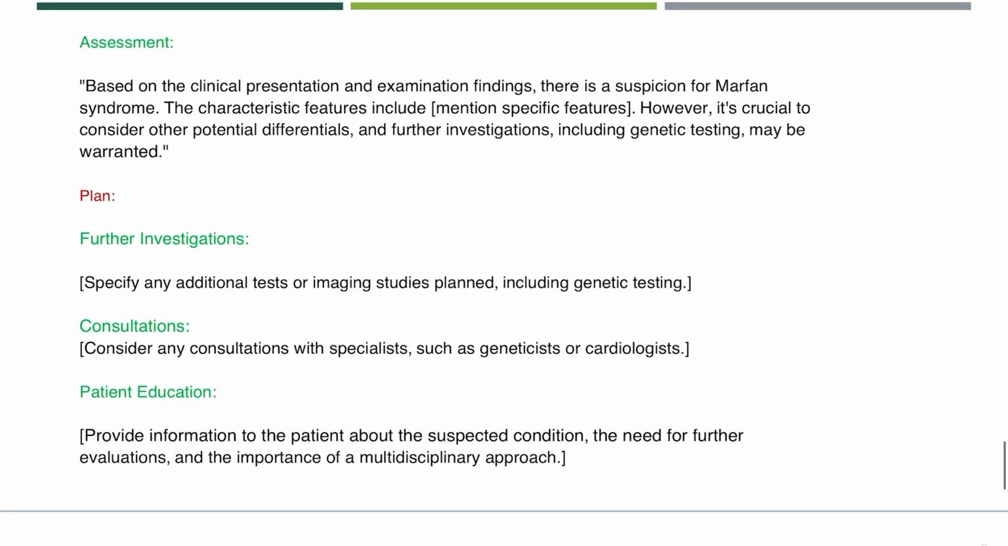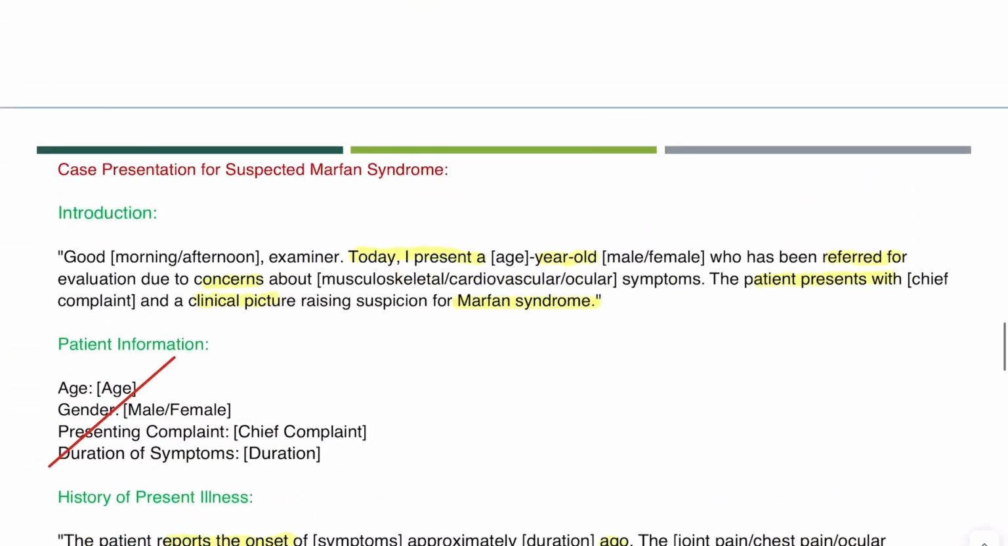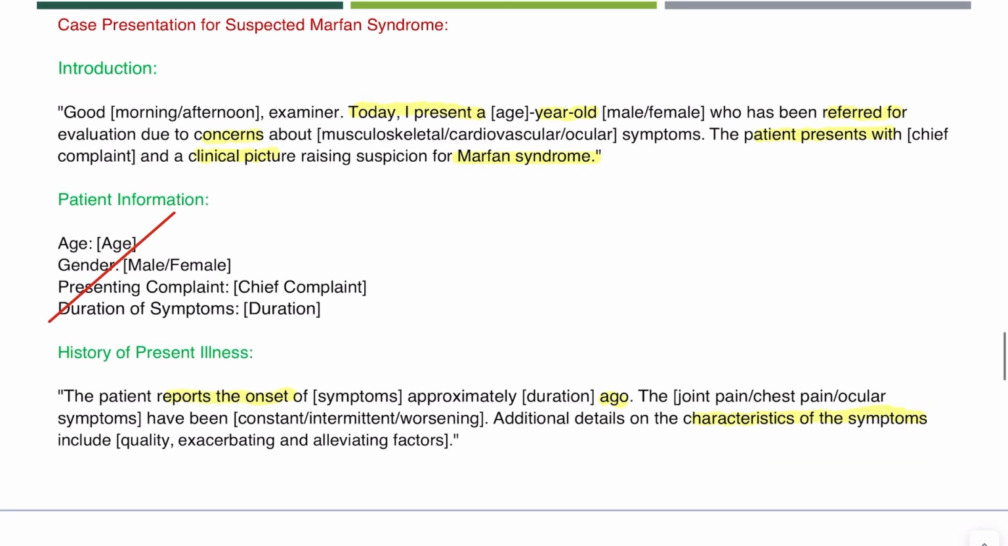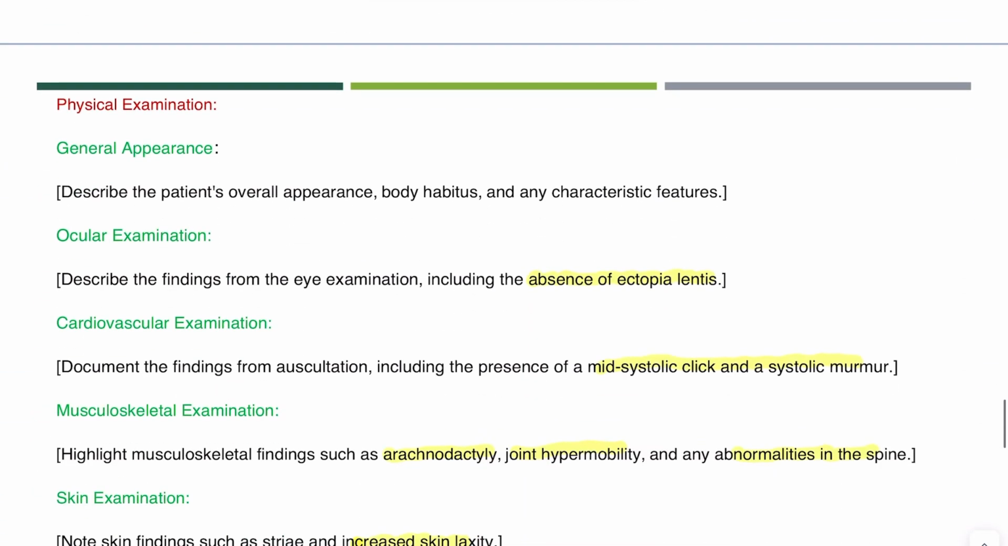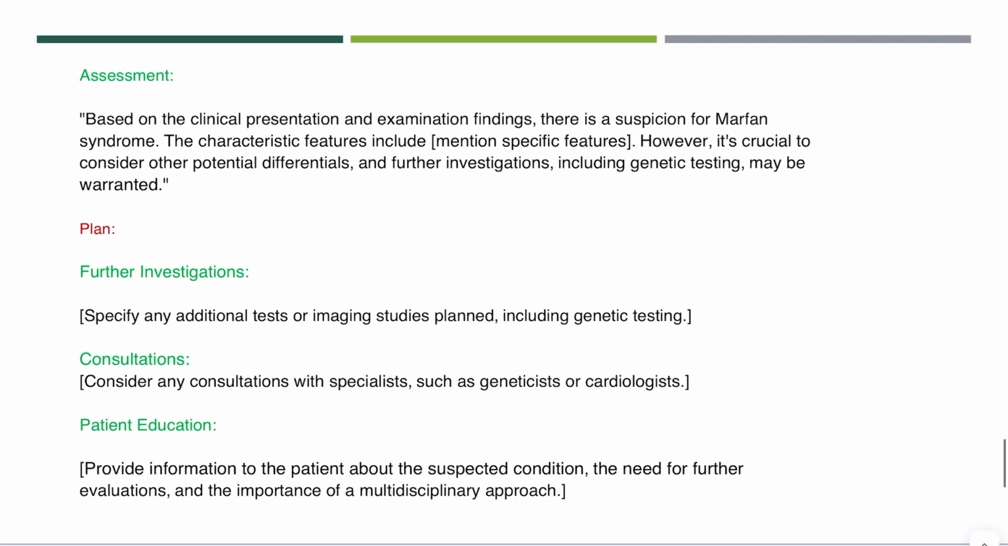Okay, and then we're going to give a plan. What are the further investigations, any consultation with a specialist, the cardiologist, the geneticist, and the patient education. So roughly, I tell you simply, divide your presentation into the history, then you move on briefly to the physical examination, and then your plan. This way it will be very easy and very smooth for you.